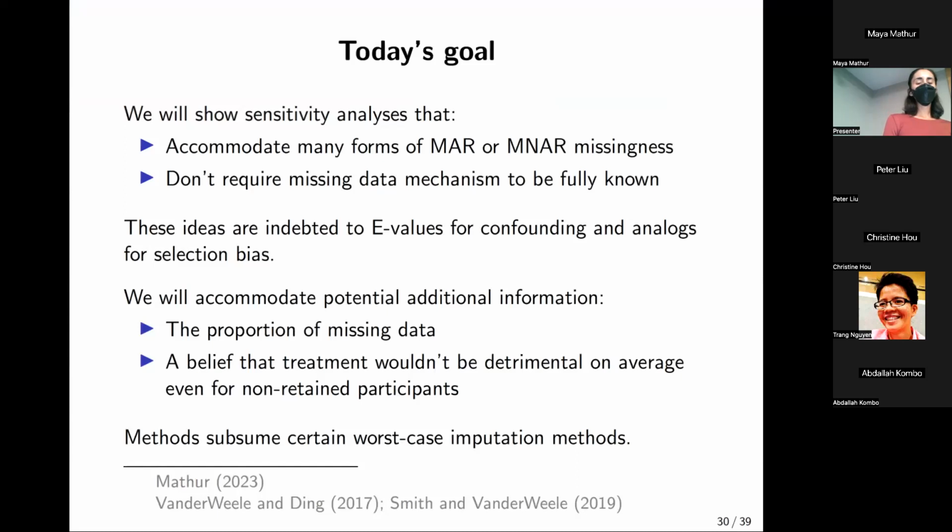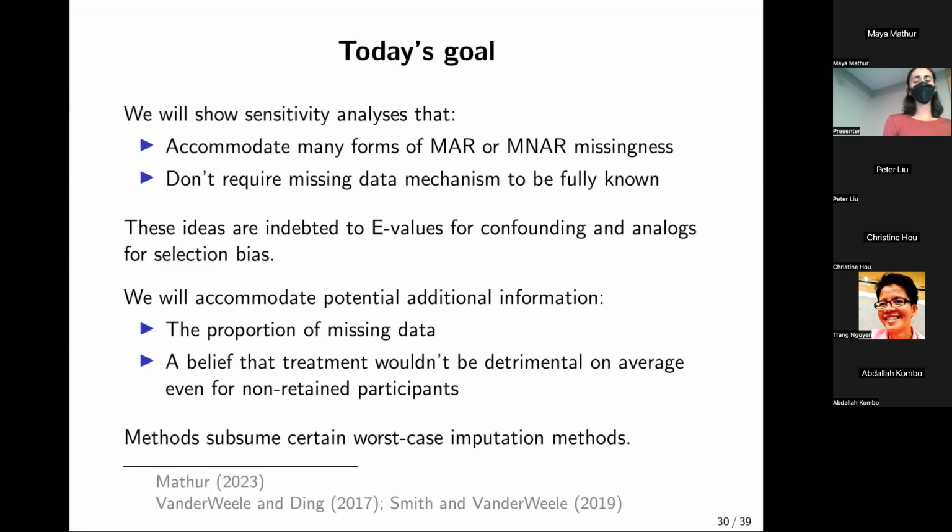So the idea here, following on the previous work, is to do sensitivity analyses in a way that accommodates many forms of missing at random or even missing not at random, and that doesn't require the missing data mechanism to be fully known a priori.